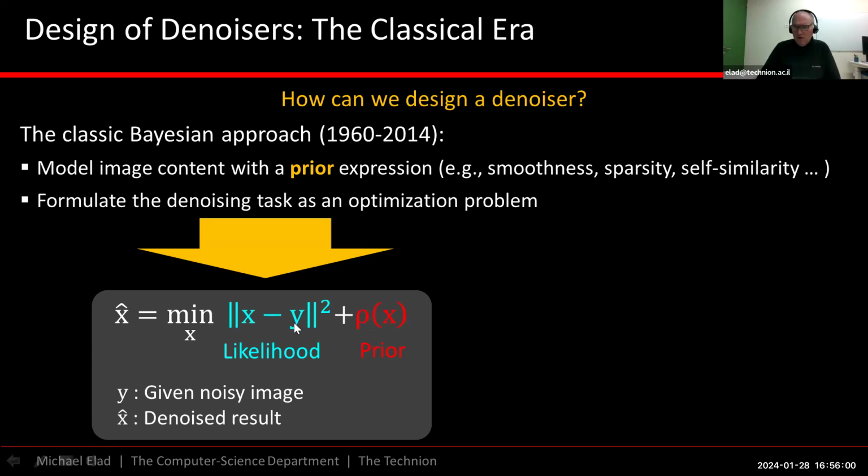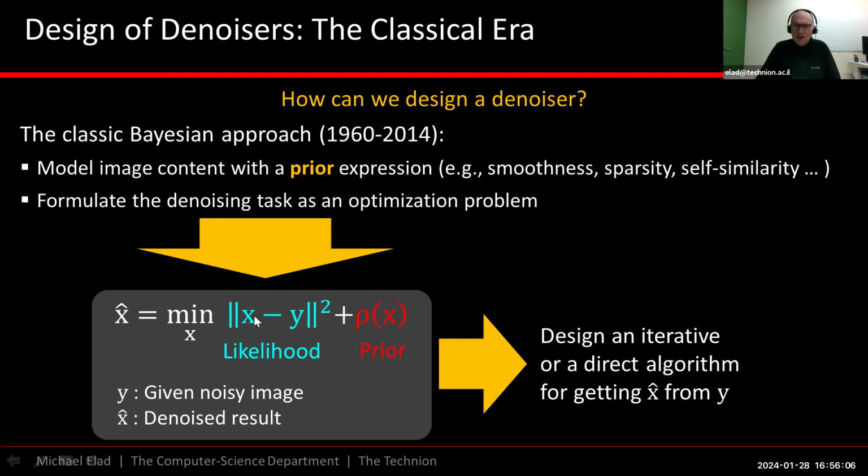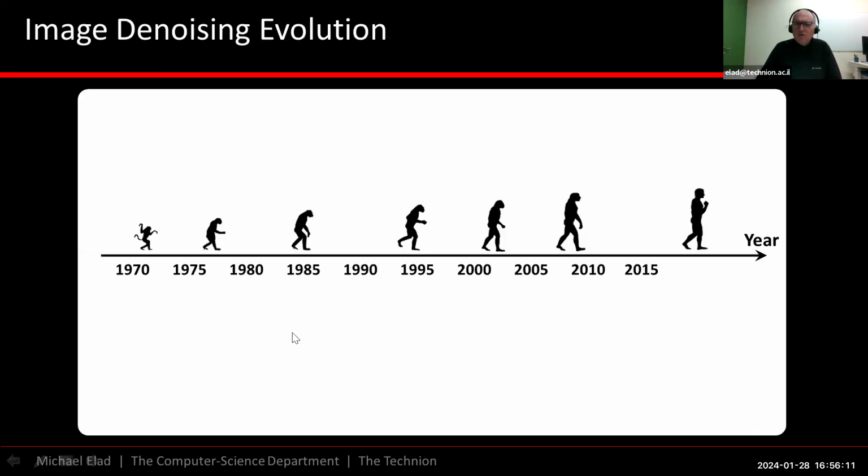Okay, and so obviously by different choices of rho, you get different choices of denoisers, and you can play with it, and all sorts of optimization techniques and all sorts of variations. And this led to an evolution of denoisers over the years.